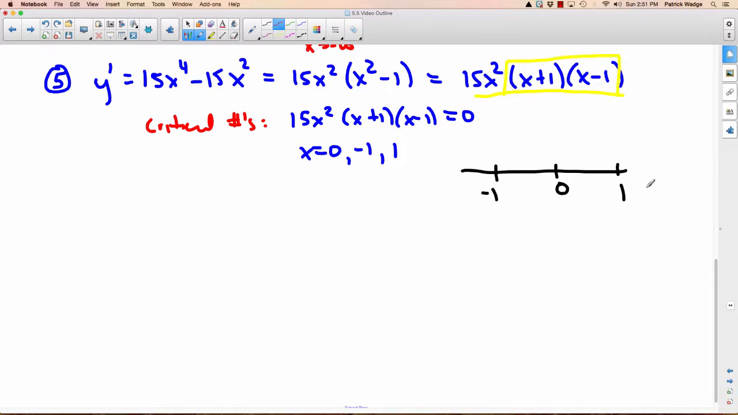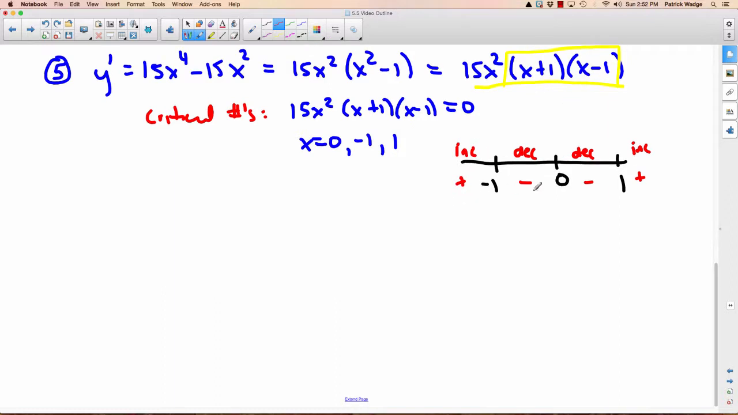So let's do that. Start up here. I'll do 2. 2 plus 1, positive. 2 minus 1, positive. Positive times positive is positive. That means this is increasing. Between 0 and 1, I'll pick a half. Half plus 1, positive. Half minus 1, negative. Positive times negative, negative. So this is decreasing. Negative 0.5. Negative 0.5 plus 1 is positive. Negative 0.5 minus 1 is negative. Positive times negative is again negative. So it's decreasing here as well. And below negative 1, how about negative 2? Negative 2 plus 1, negative. Negative 2 minus 1, negative. Negative times negative is positive. So it's increasing here.